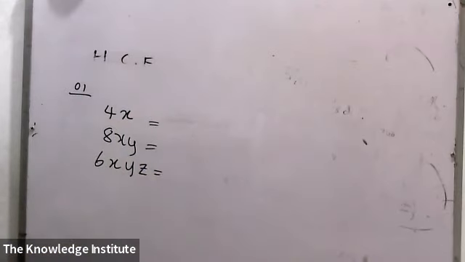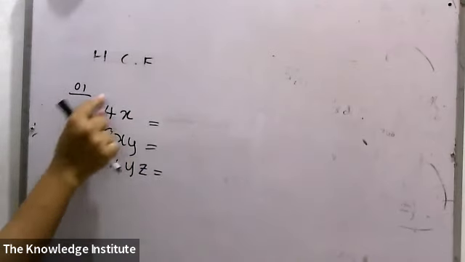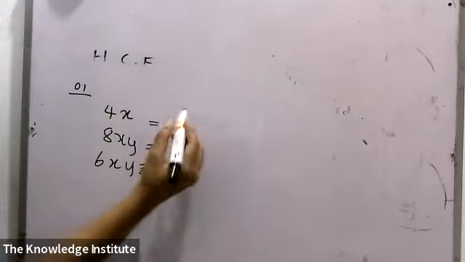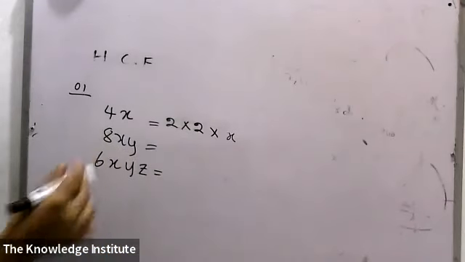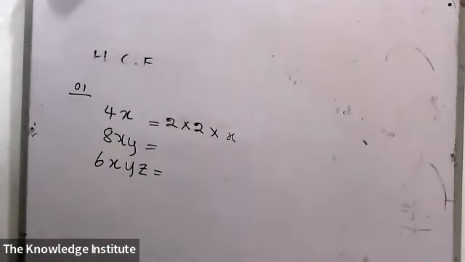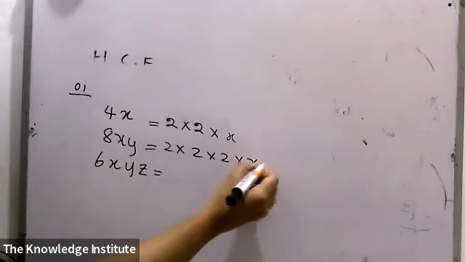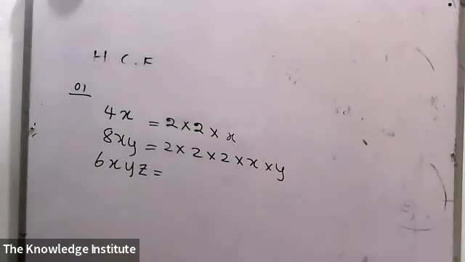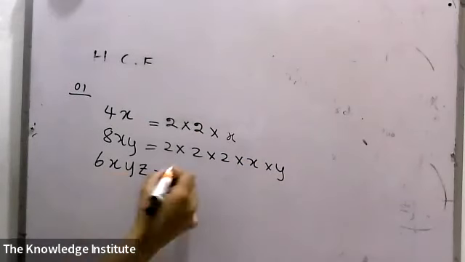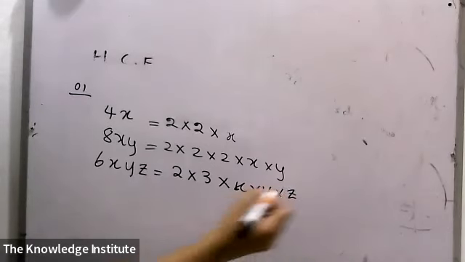Now first tell me, how can you find factors for 4? What are the factors for 4? You know 2 into 2 into x. Very good. Then we have 8. What are the factors for 8? 2 into 2 into 2 into x, and you have another y also, right? So you have to add that. Then you have 6. You know 2 into 3 into x into y into z.